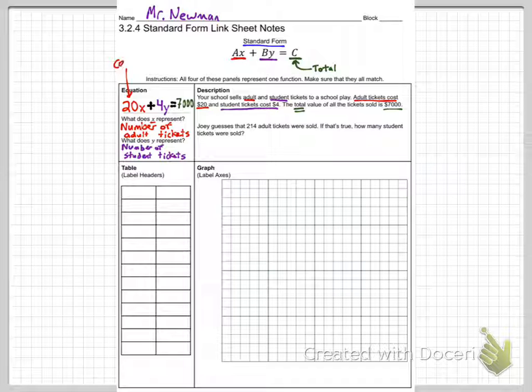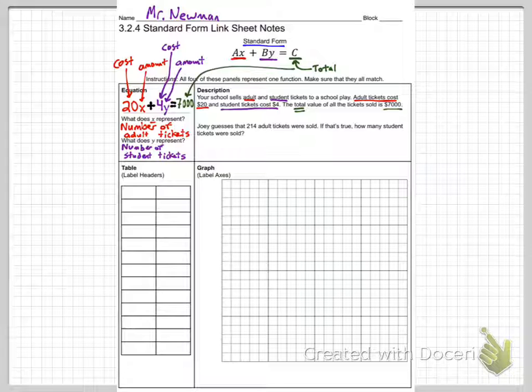So notice in the equation we have the cost and then the amount, or the number of tickets. The cost and then the amount. Those are separate ideas in the equation, but they're multiplied by each other. So the cost times the number of tickets is how much money you make from all the student tickets, and the cost times the number of tickets is how much you make from all the adult tickets. And those two have to add up to 7,000.